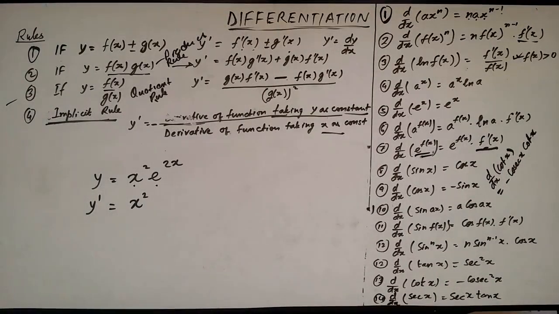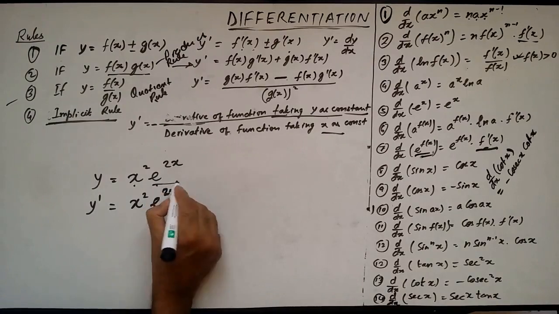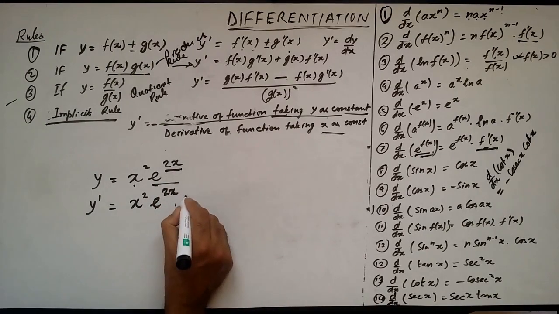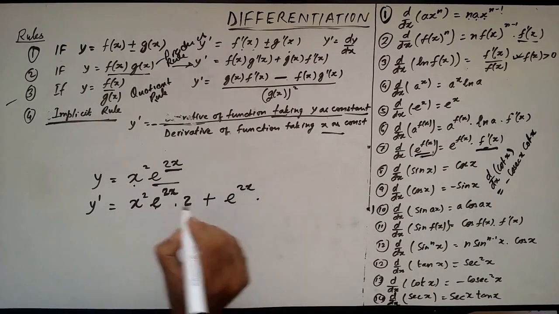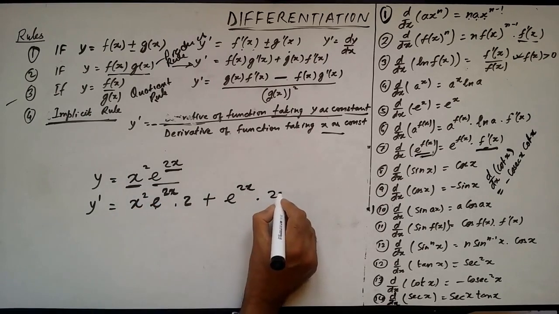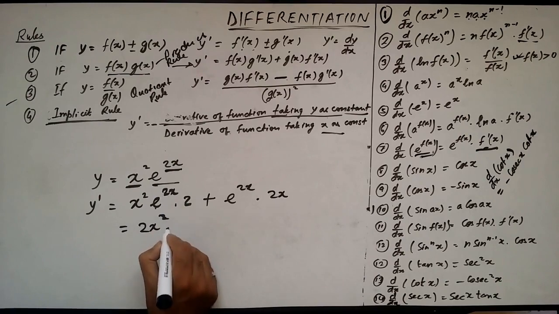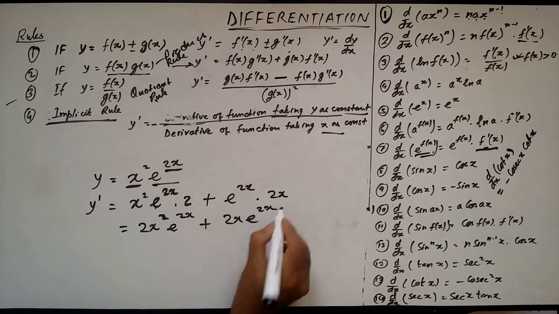We will do it like this. The first function into the differential of the second function. So the differential of this one is e to the power 2x into the differential of 2x, which is 2, plus the second function remains as it is into the differential of the first function, which is 2x. So we have here 2x squared e to the power 2x plus 2x e to the power 2x.